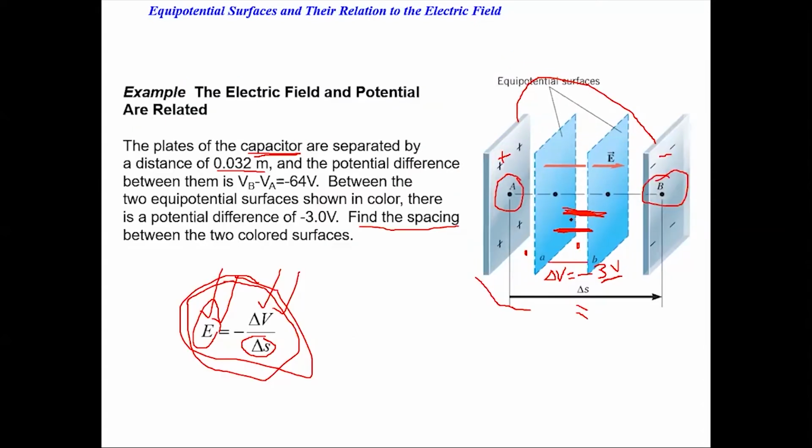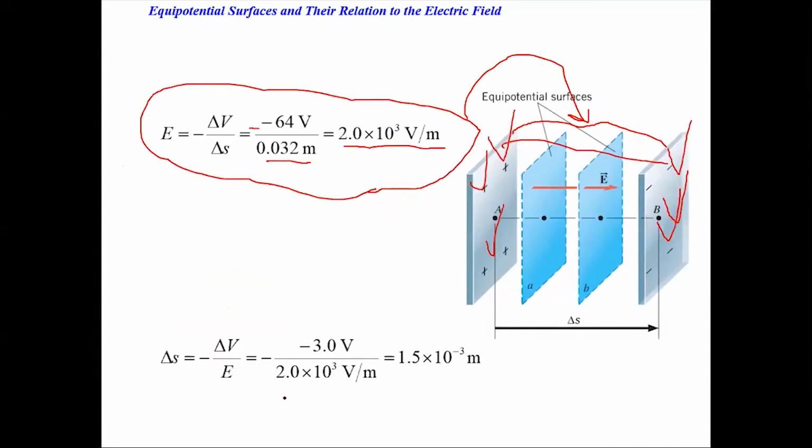Let's go back to the question now. Now we know the E, right? By using these two plates, we found the E. Now that E can be used here. That's what I meant. I'm using these two plates to find E, and that E can be used here. So I use that E. Delta V is negative 3, and E is exactly this here. Let's plug this in here. Then you find negative, negative, positive, which is 1.5 times 10 to the negative 3.